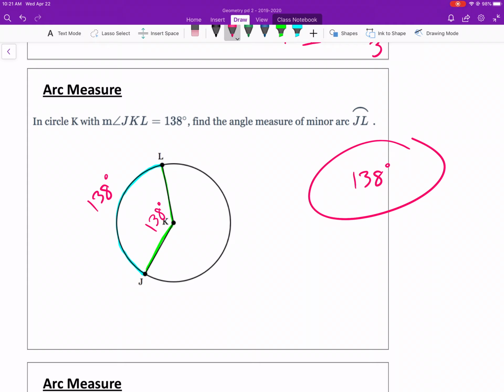Remember, the intercepted arc is the arc that the angle opens up and really hits. Now, a question down the road could ask you for this arc here.